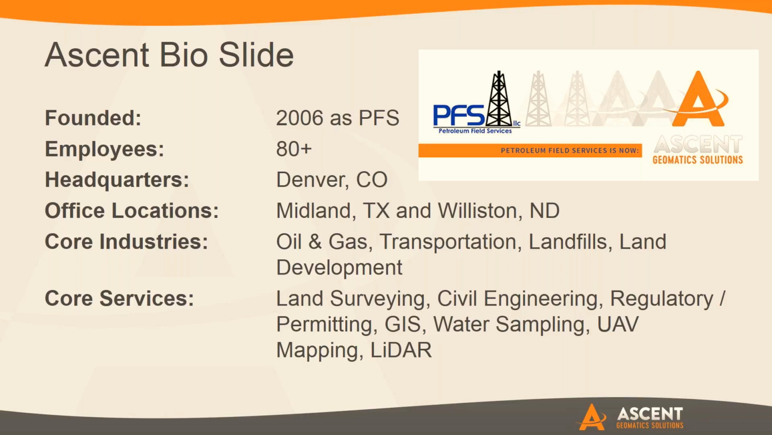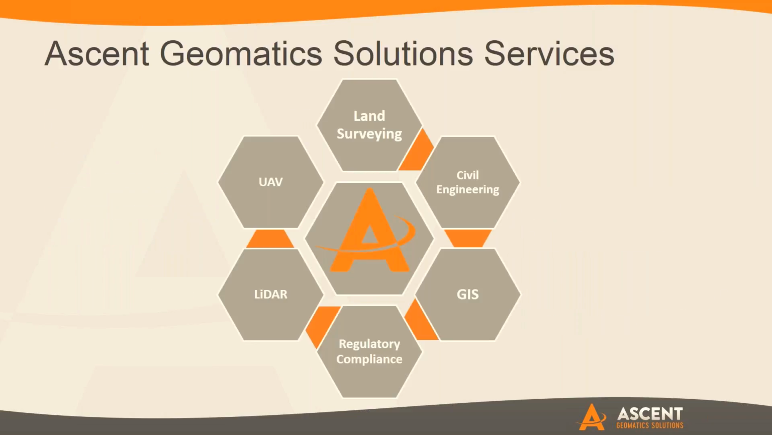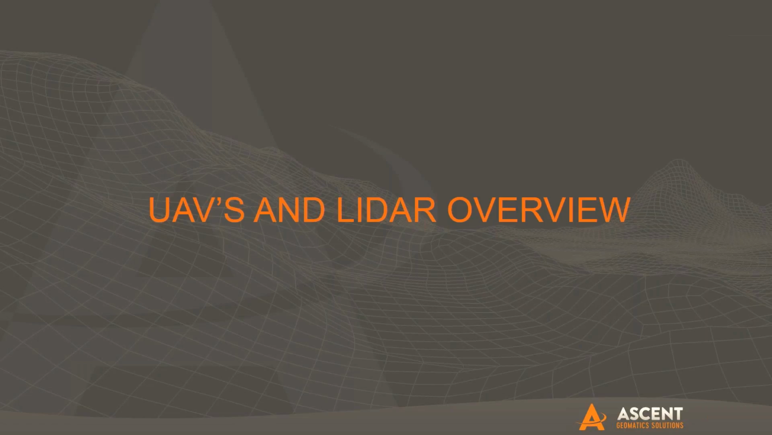But over the last year and a half, we've moved into some other areas such as transportation, land development, landfills, and general civil infrastructure type projects. The main types of services that we provide are land surveying, civil engineering, and GIS services. We do work on the regulatory and permitting side, and the purpose of today is really talking through the UAV and LiDAR services, not specifically that we offer, but more in general about what you can actually do with that type of technology on projects today.